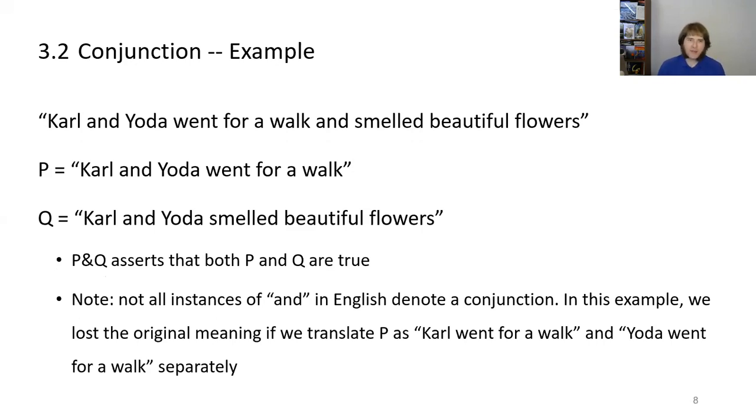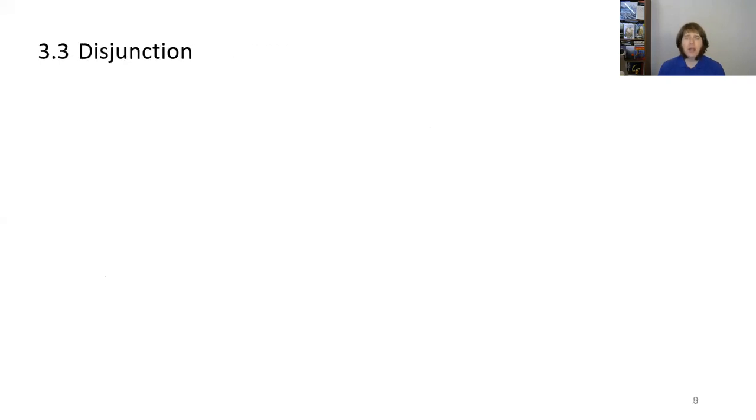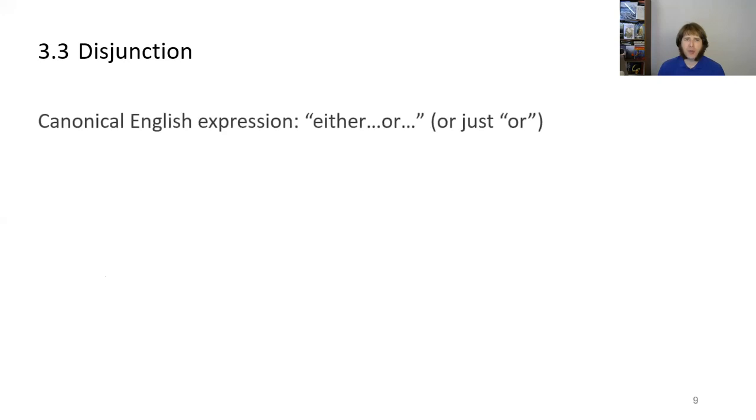Okay, so that really finishes our look at conjunction. Let's now look at disjunction, our next operator, our third operator. This is typically represented in English with "either/or." Often it's just "or."